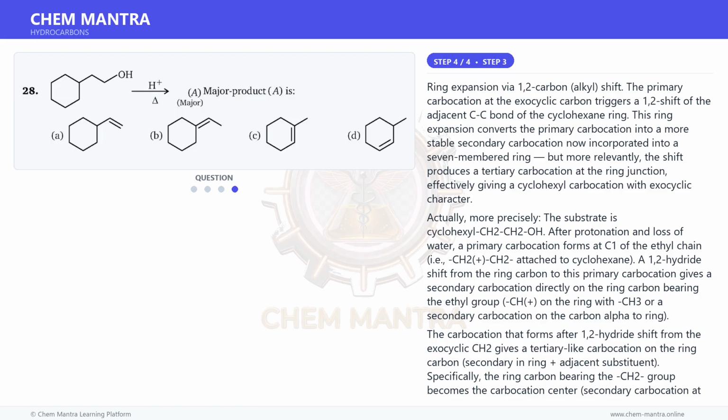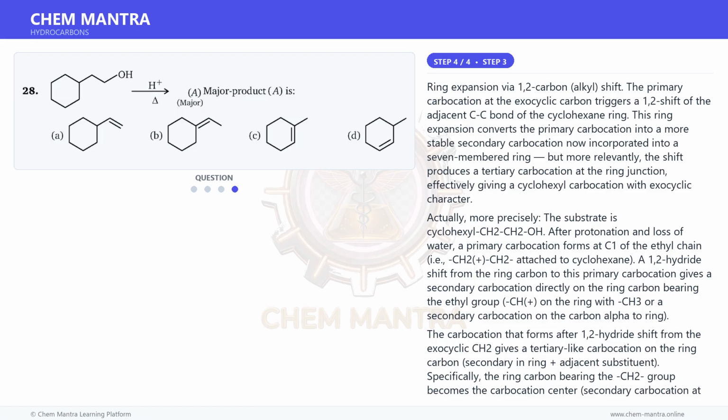carbon alpha to the ring. The carbocation that forms after 1,2-hydride shift from the exocyclic CH2 gives a tertiary-like carbocation on the ring carbon, secondary in ring plus adjacent substituent. Specifically, the ring carbon bearing the CH2 group becomes the carbocation center, a secondary carbocation at the ring, with the CH3 group now pendant. Elimination, E1.